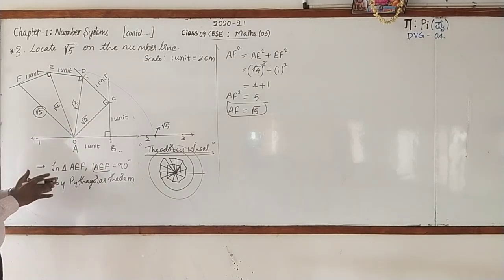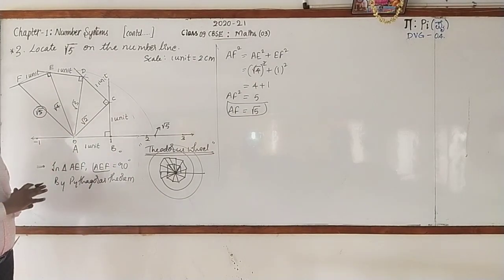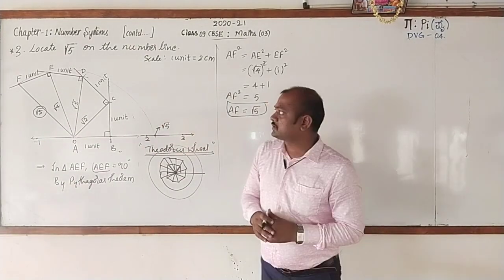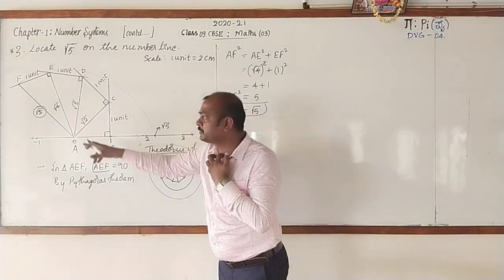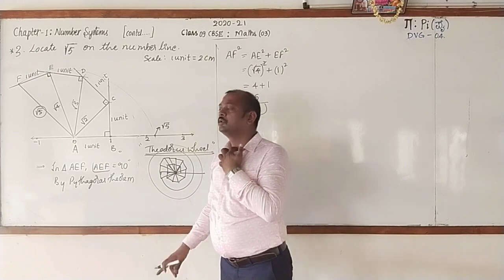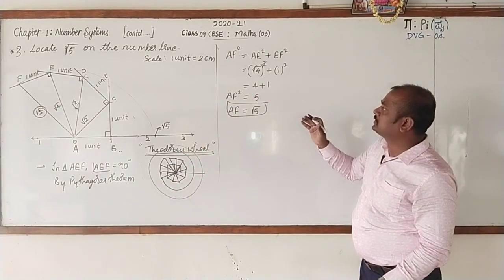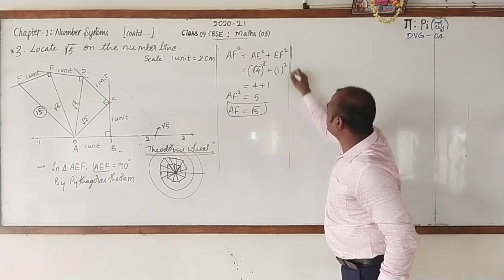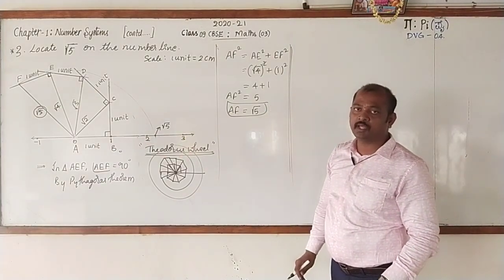Followed? So now, pausing the video, you have to copy this. Now I'll move on to the next part of this chapter, right? Yes. And dear students, this is the spiral method. Now one more method is there. That is very simple. In a very simple way, you can go for representing root 5 on the number line.